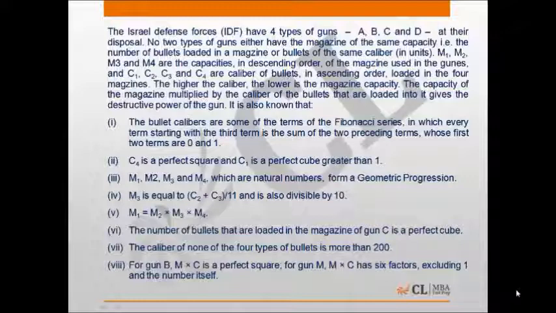For gun B, M into C is a perfect square. For gun D, M into C has 6 factors, excluding 1 and the number itself. Now, let's start solving the data.